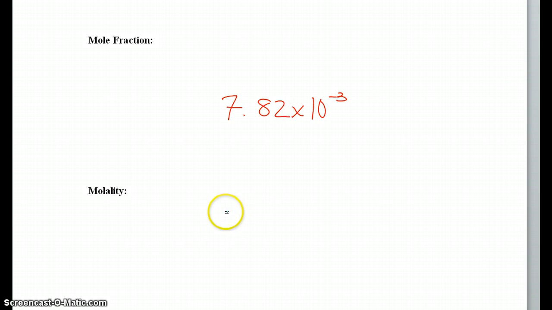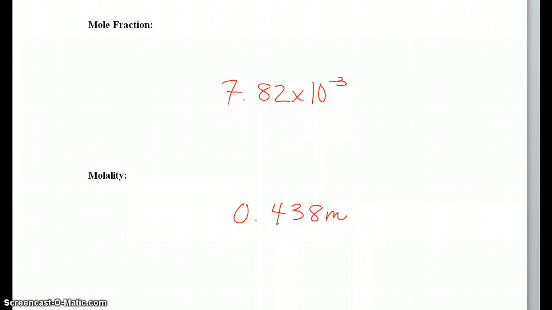Okay, and then finally the mole fraction should be 7.82 times 10 to the negative 3, though you don't have to write it in scientific notation if you didn't want to. And then the molality would be 0.438 molal. So molal is molality, and you use a little m. Okay, so we can go over any of those that we need to in class, but hopefully those are pretty straightforward.